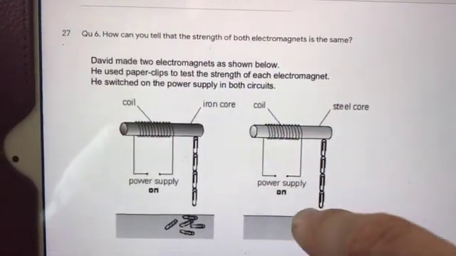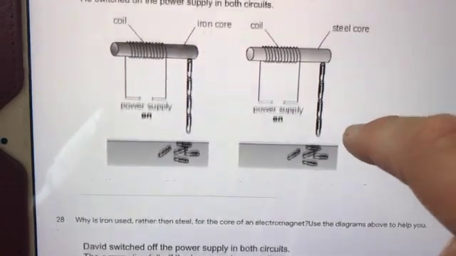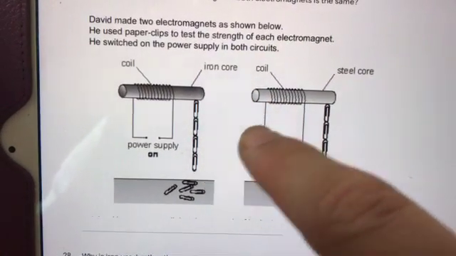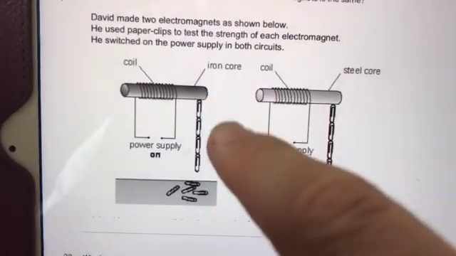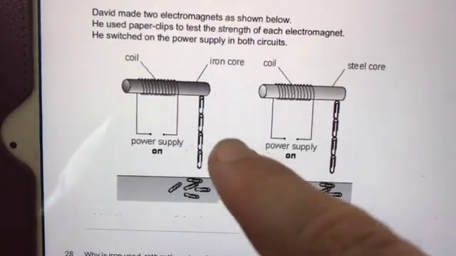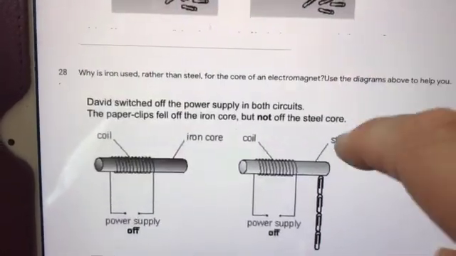Okay, so the last question about magnets. Two electromagnets, how do you know they're the same strength? Because they are picking up the same number of paper clips. They both pick up 4 paper clips. That's indicating they're the same strength.